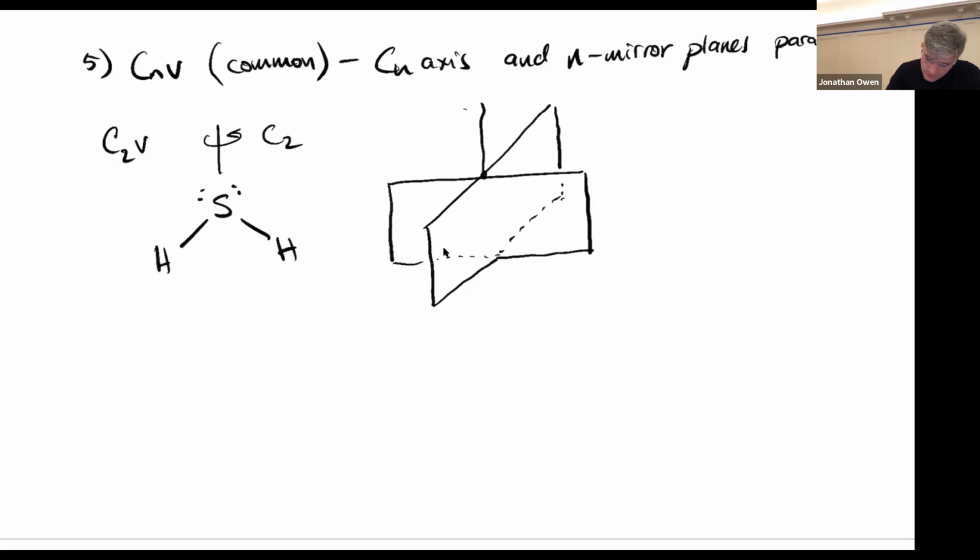Got your C2 axis here. Now two mirror planes. This one here is what's called a sigma V. Sigma V denotes that it is coincident with the CN axis, or what's called the principal axis.